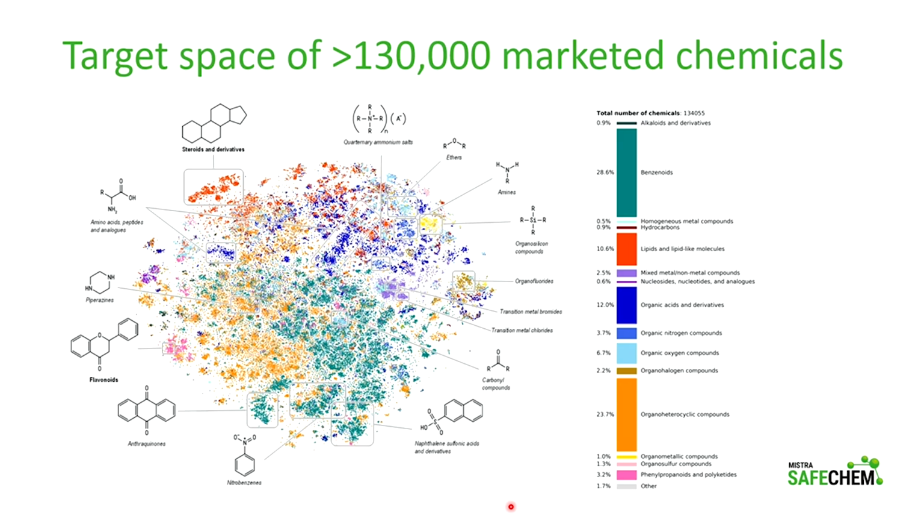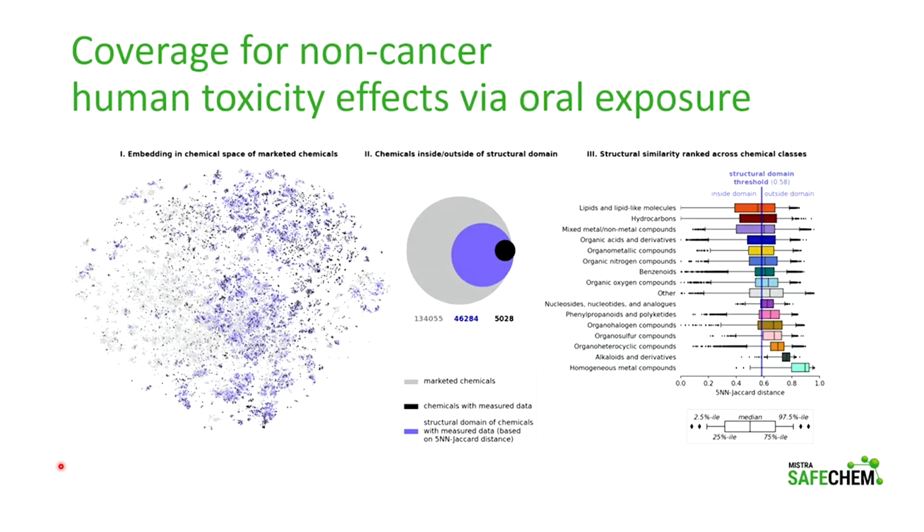And so we went on to see how well the available measured data represents this diversity. Here we're looking at an example for non-cancer human toxicity effects via oral exposure. And you can see again this overall cloud. All the light gray dots are the same chemicals that you saw in our reference space in the previous slide. And then in black, you can see all those chemicals that actually have measured data available. So you can see again, they are spread out across the entire space, but they are also maybe more clustered in some areas.